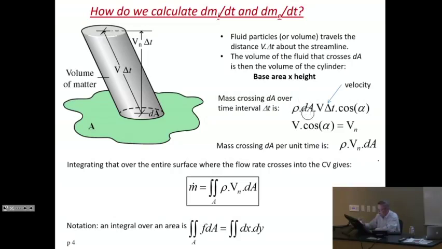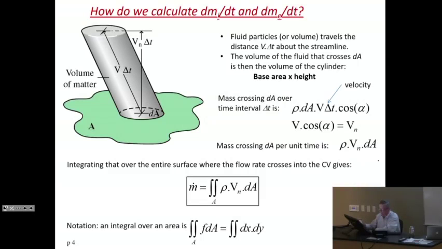That's the volume. So this term here, dA V dt cos alpha, is the volume of this cylinder at a certain angle. And multiply this now by the density of the gas. That will give you the mass of gas that is in this gray volume, and that will empty itself through my elemental surface area here.